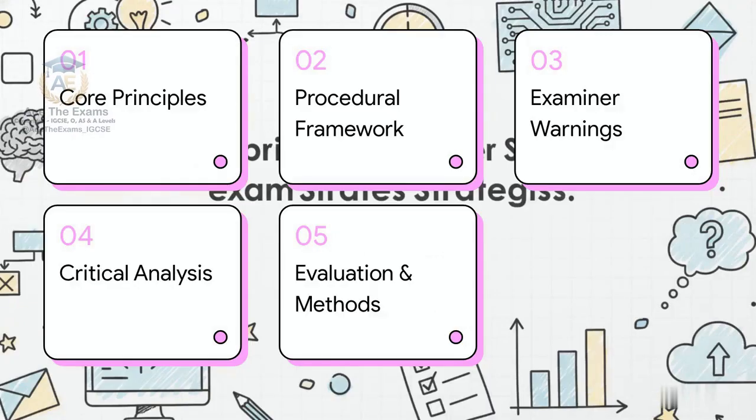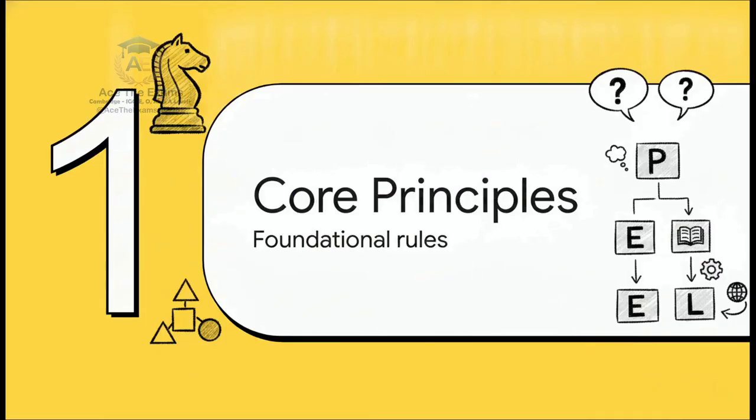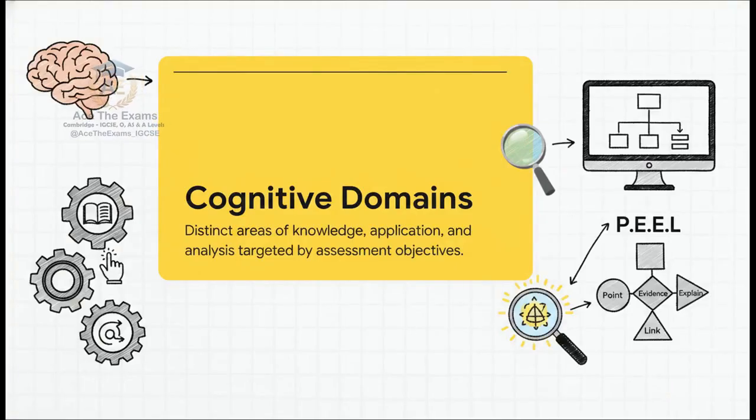To do that, we need a clear roadmap for today's session. We'll be hitting the core principles, then diving into the procedural framework, reviewing some strict examiner warnings, breaking down critical analysis, and wrapping up with evaluation and method marks. Let's kick things off with Section 1, Core Principles. These are the absolute foundational rules of the game. To win this chess match, you first have to understand the theoretical architecture of the IEEE framework. It rests entirely on precise definitions, causal relationships, and integration.